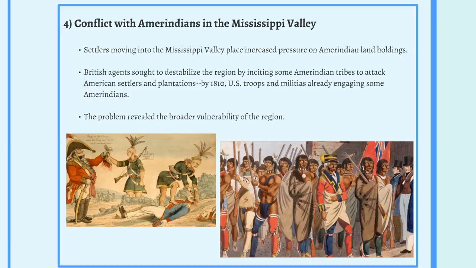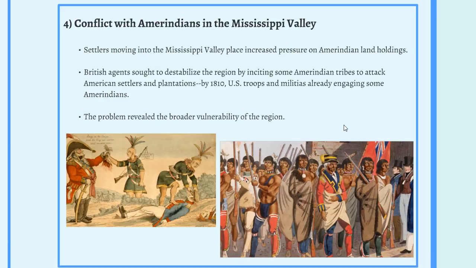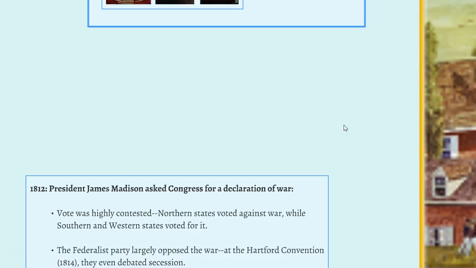And so there's this real sense, as you can see from this image right down here, there's a real sense among many Americans that the British are purposely, which they are, they're purposely antagonizing the Amerindians and making matters very difficult for U.S. troops and militias and citizens that are in this region. And so that in many ways is kind of like the final straw to push the United States government to recognize that Great Britain clearly is interested in undermining the sovereignty of the United States.